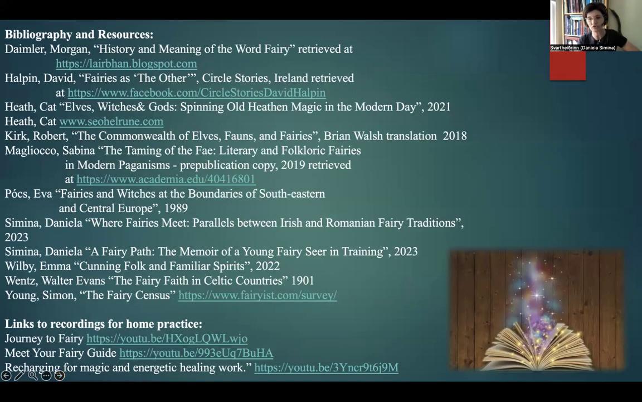This is the bibliography and resources, and the picture at the bottom of the page shows an open book with sparks and rainbows and beautiful colors shooting up from the pages. You have here blogs with lots of fairy encounters and fairy experiences. You have the Robert Kirk. I would suggest you get the annotated translation because it has comments. Otherwise, if you don't get the adaptation, the text is old, archaic language, and it's very hard to read.